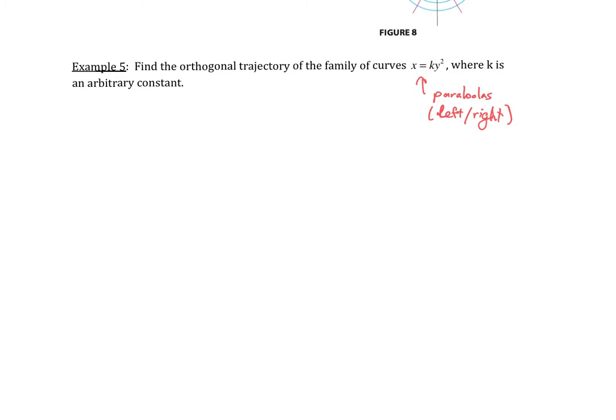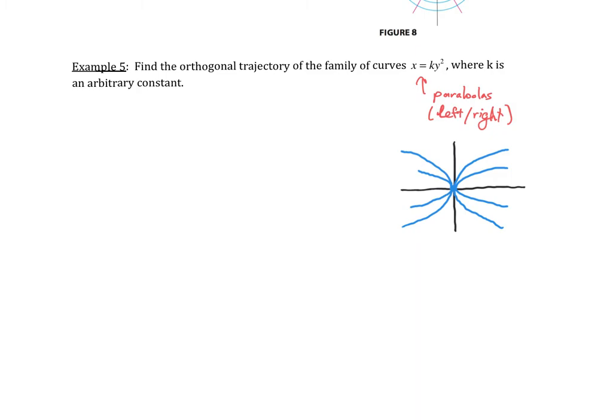If I were to draw a picture to describe the situation, here's our axis. We have a left-right curve. Maybe one curve looks like this, and you could have another curve that looks like this. That's for positive values of k. If you had negative values of k, they would open to the left side. So maybe you have something that looks like this, and something like this. This gives you a whole family of parabolas.